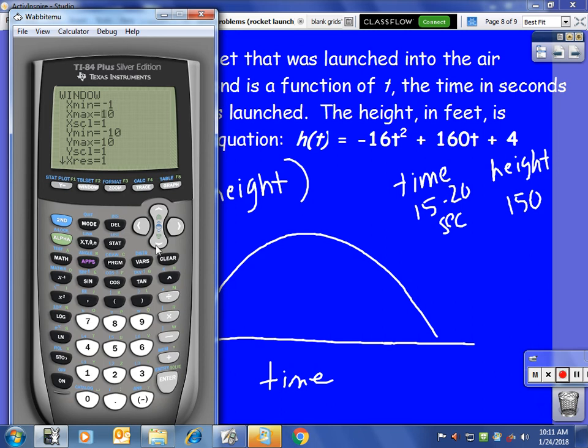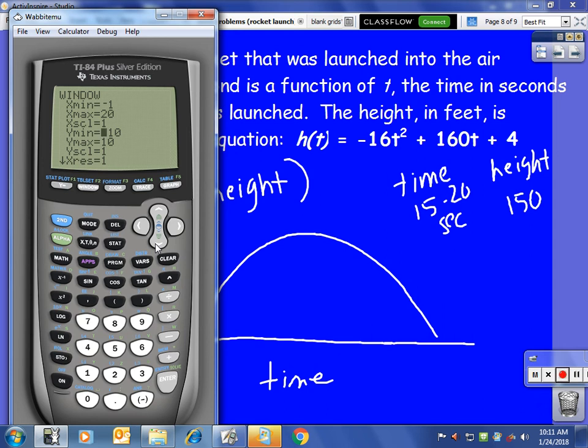My x maximum, that's the maximum time until the rocket's going to do what? Land. It's going to go up in the air, then come back down. It's going to eventually land. So the time maximum is the time it takes until it lands. I usually put time anywhere from 15 to 20 seconds. I'm going to put 20. Now, the next thing says the scale. That just means the x's are counting by ones. I usually don't change the scale.